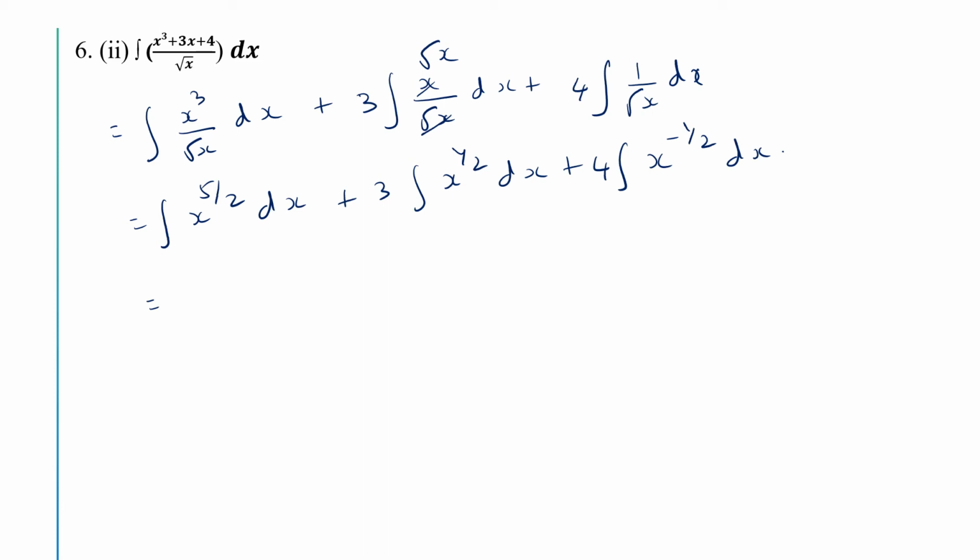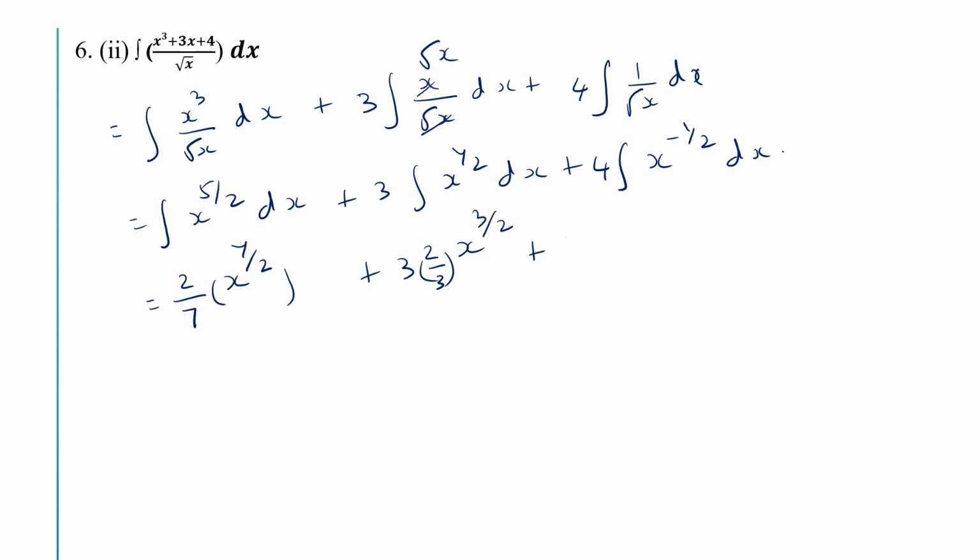Now integral x raised to 5 by 2 dx is x raised to 5 by 2 plus 1 by 5 by 2 plus 1. So x raised to 7 by 2 by 7 by 2. So it is 2 by 7 into x raised to 7 by 2. Then plus 3 into integral x raised to half dx is x raised to half plus 1, it is 3 by 2 divided by 3 by 2. So here it comes into 2 by 3.